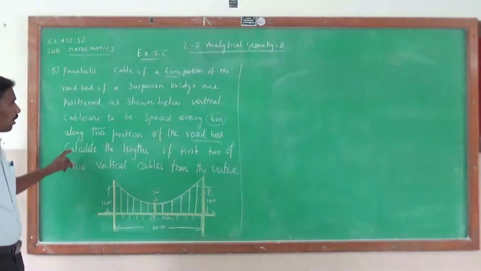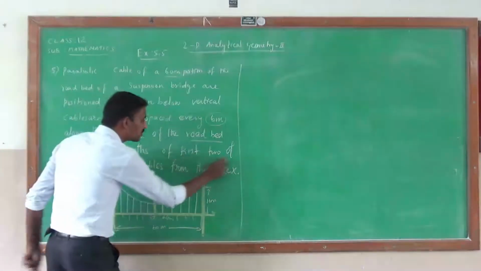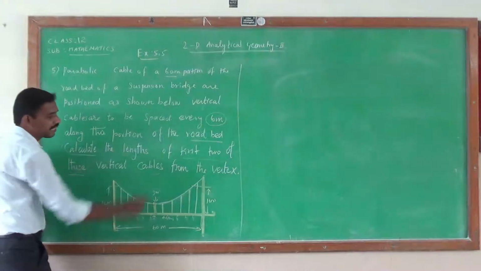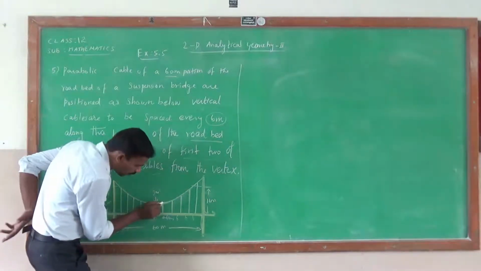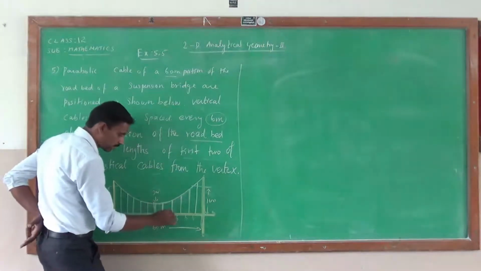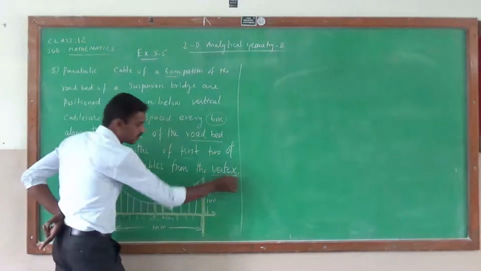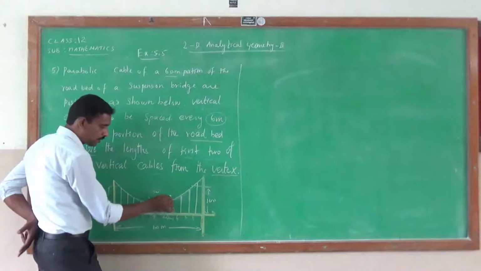Now the question is: calculate the length of the first two of these vertical cables. Find the height. Now we want to find out the length of this vertical cable and this one, first from the vertex. This is vertex B. You want to consider this one as point C and this one as point Q.